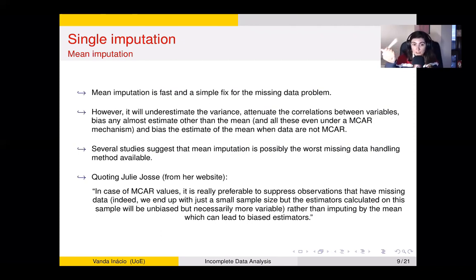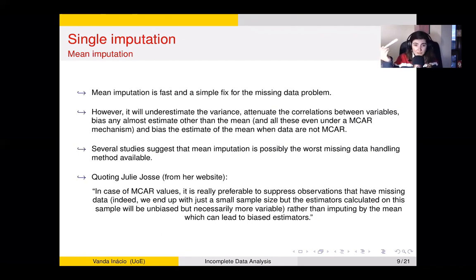And quoting Julie Josse, a researcher that works on missing data methods, and who will be giving a seminar in our seminar series on the 18th of November. So if you are interested, please join.